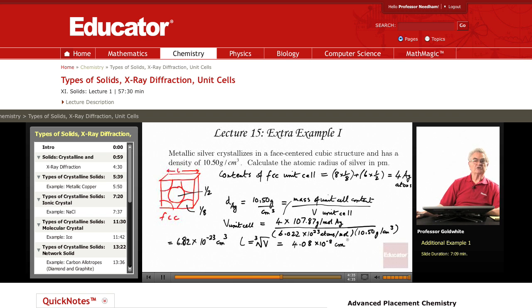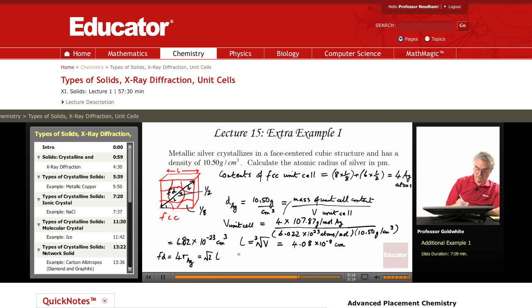Now, how is L useful to us? Let's look at the place in the unit cell where atoms touch. That is right across the face diagonal. We'll call that FD. The face diagonal equals 4 silver atom radii. 1, 2, 3, 4. And the face diagonal by Pythagoras' theorem is root 2 times L.